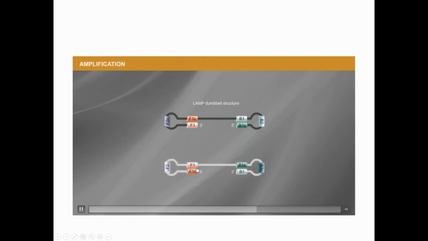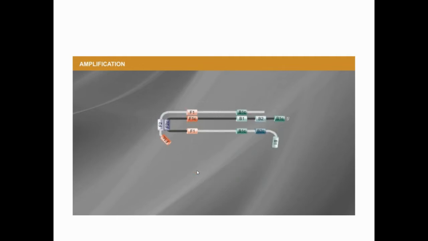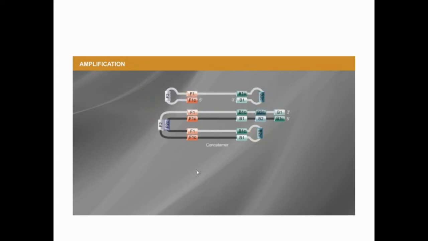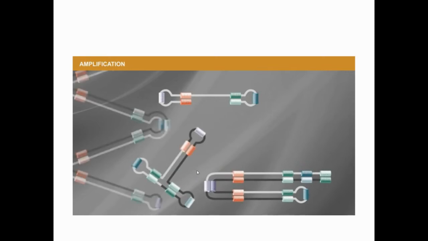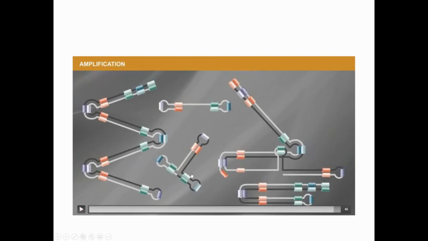This LAMP dumbbell structure contains multiple sites for initiation of synthesis from the 3' ends of the open loops and annealing sites for both the inner and loop primers. As amplification proceeds from these multiple sites, the products grow and form long concatemers, each with more sites for initiation. The result is a rapid accumulation of double-stranded DNA and amplification byproducts that can be detected by a variety of methods. So in this process, as you can see, you do not need the denaturation step. They use the strand displacement mechanism to perform this amplification.